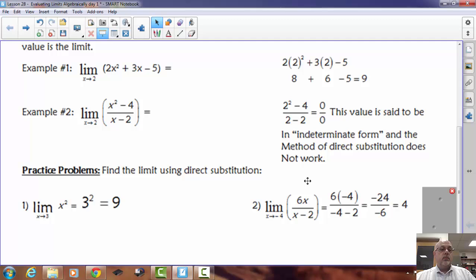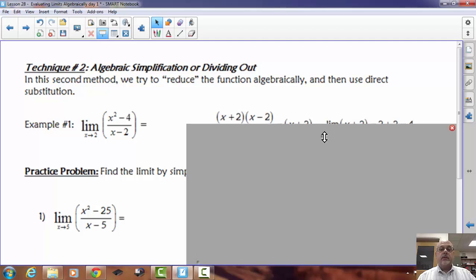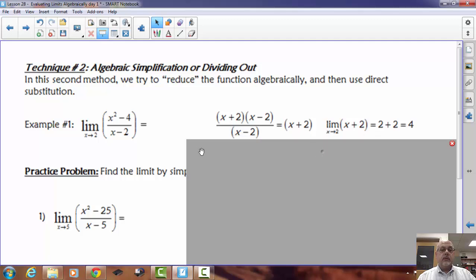Now let's see what we have to do with this example number 2 over here, if we get an indeterminate like we did here. So we need an algebraic or simplification method, or simply dividing out. So what we're going to do is try and reduce the function algebraically, then use direct substitution. So on this first one, the first thing we would do is factor the numerator and the denominator. So x plus 2 times x minus 2, because the numerator is the difference of two perfect squares, and the denominator is x minus 2. The x minus 2's cancel each other out, they divide out, and we're left with x plus 2.